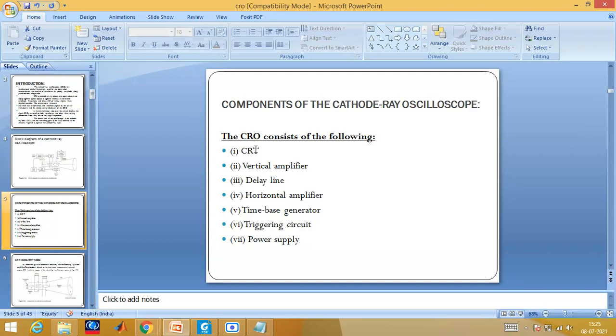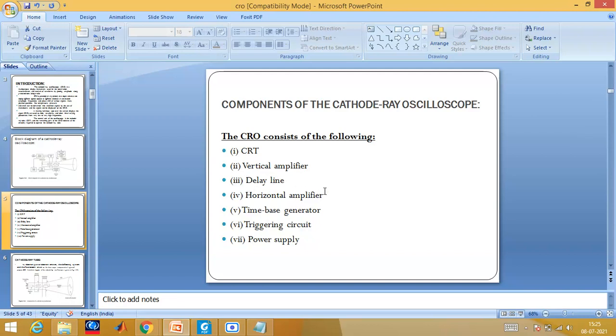Okay, first, as I told you, CRT, cathode ray tube, vertical amplifier, which in turn is connected to your input line. The delay line is also connected to your vertical amplifier, so that there is a delay in the signal, because the time base generator circuit on the x-axis will produce the signal with a certain delay. So to match the input and the time base generator circuit, we require a delay line.